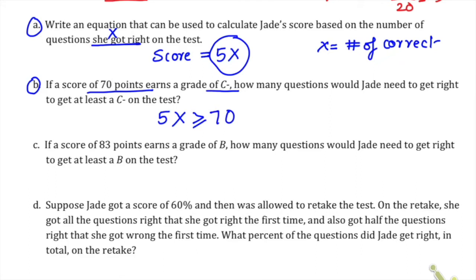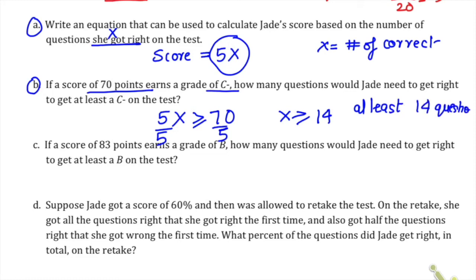And how would I solve it? I divide both sides by 5, and I get X is greater than or equal to 14. So it means she needs to answer at least 14 questions correctly.